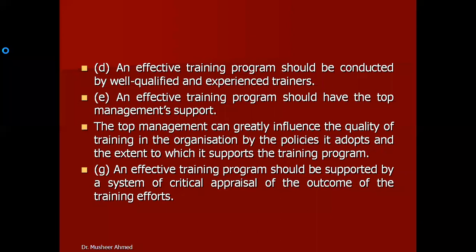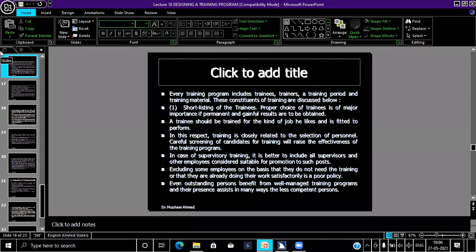Next point: effective training programs should also be supported by a system of critical appraisal of the outcome of the training efforts. The outcome of the training efforts means, after training, what is the impact on your productivity, on your behavior, on your job performance; all should be analyzed and monitored. Now, this is the end of this topic.